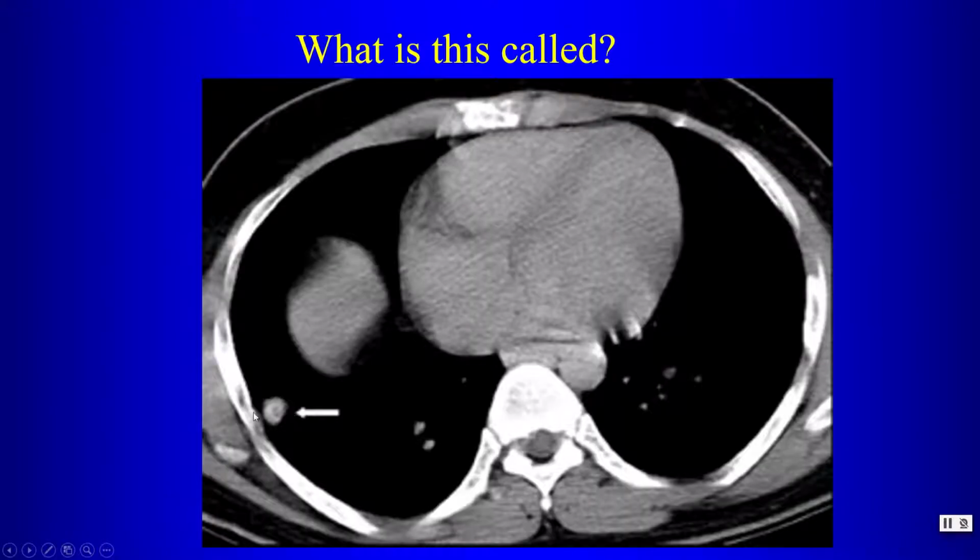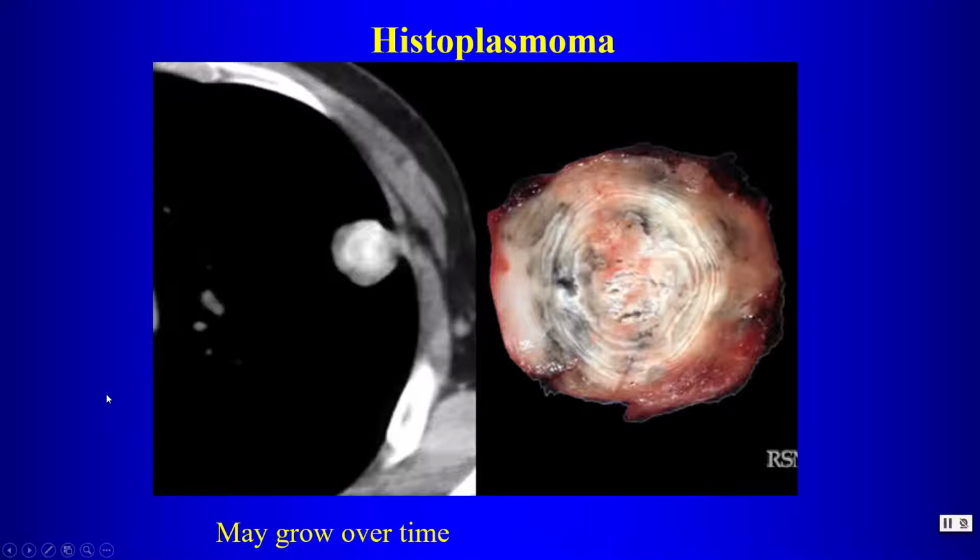We've already covered this. What do we call this lesion that has this ring-like peripheral calcification from histoplasmosis? We call this a histoplasmoma, and this might grow over time. Sometimes it can develop these shells of fibrotic reaction here peripherally, and you might get concentric calcification like that in the periphery of the lesion.